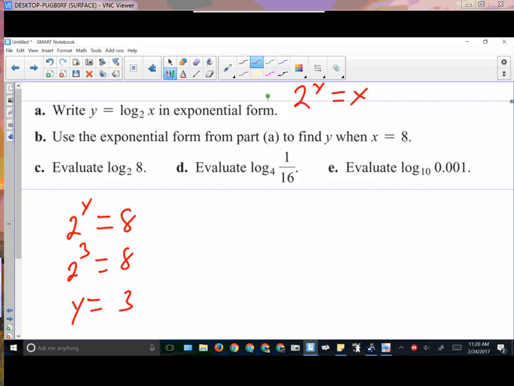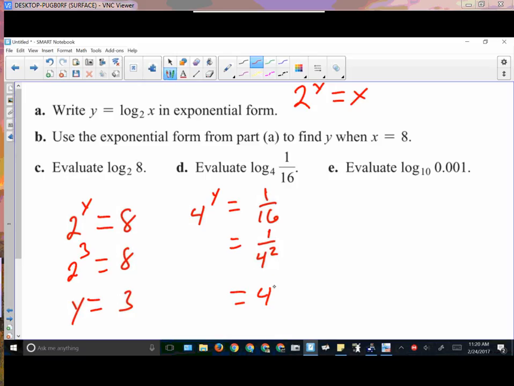So for this one here, that means 4 to some power y is equal to 1 over 16. Sometimes it's not all that easy to see. So what we can do is rewrite this value as 4 to some power. Well, I know that this is going to be 1 over 4 squared. And I know I can bring this up, and it's going to be 4 to the negative 2. Okay. So now, what's y equal to? Y is going to be equal to negative 2. Easy enough.